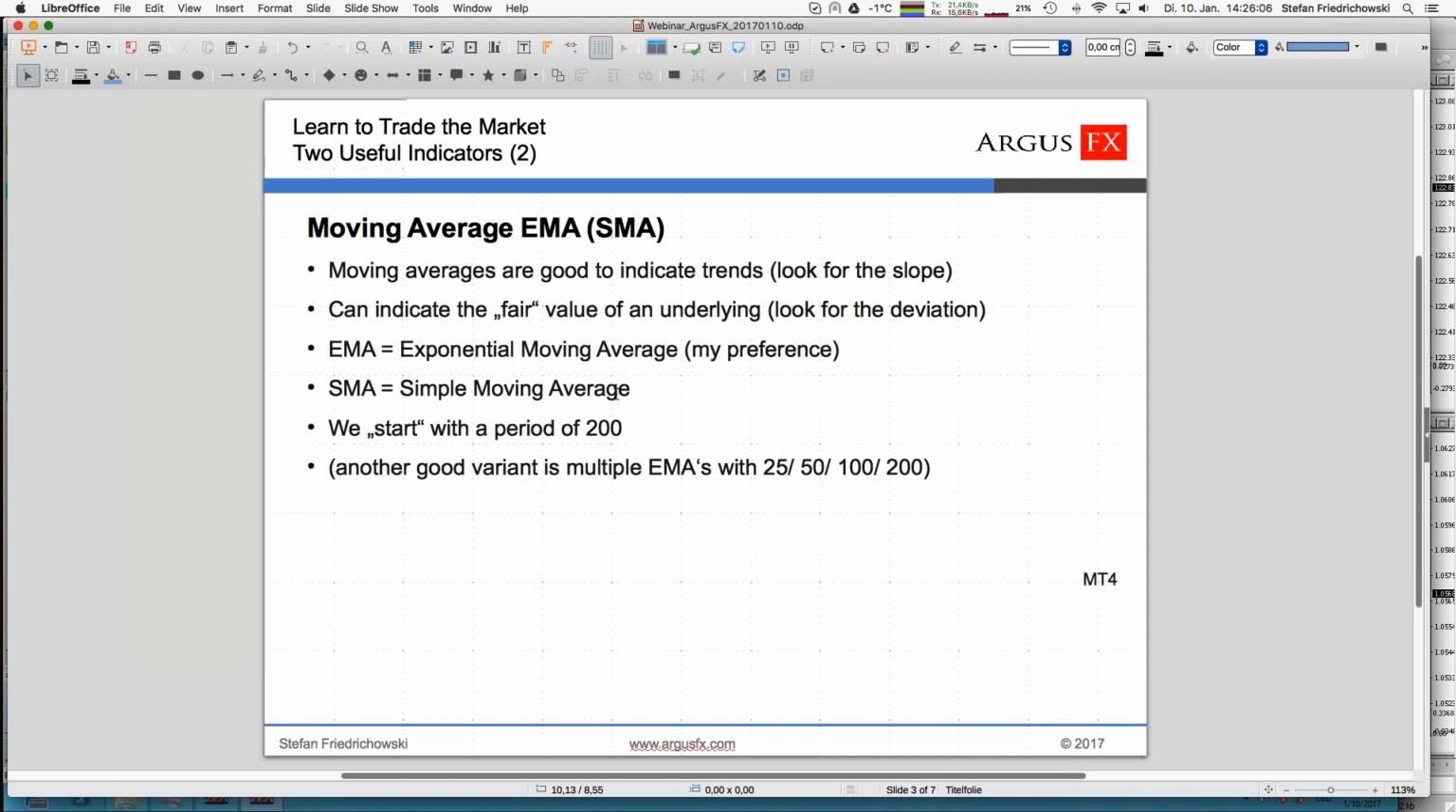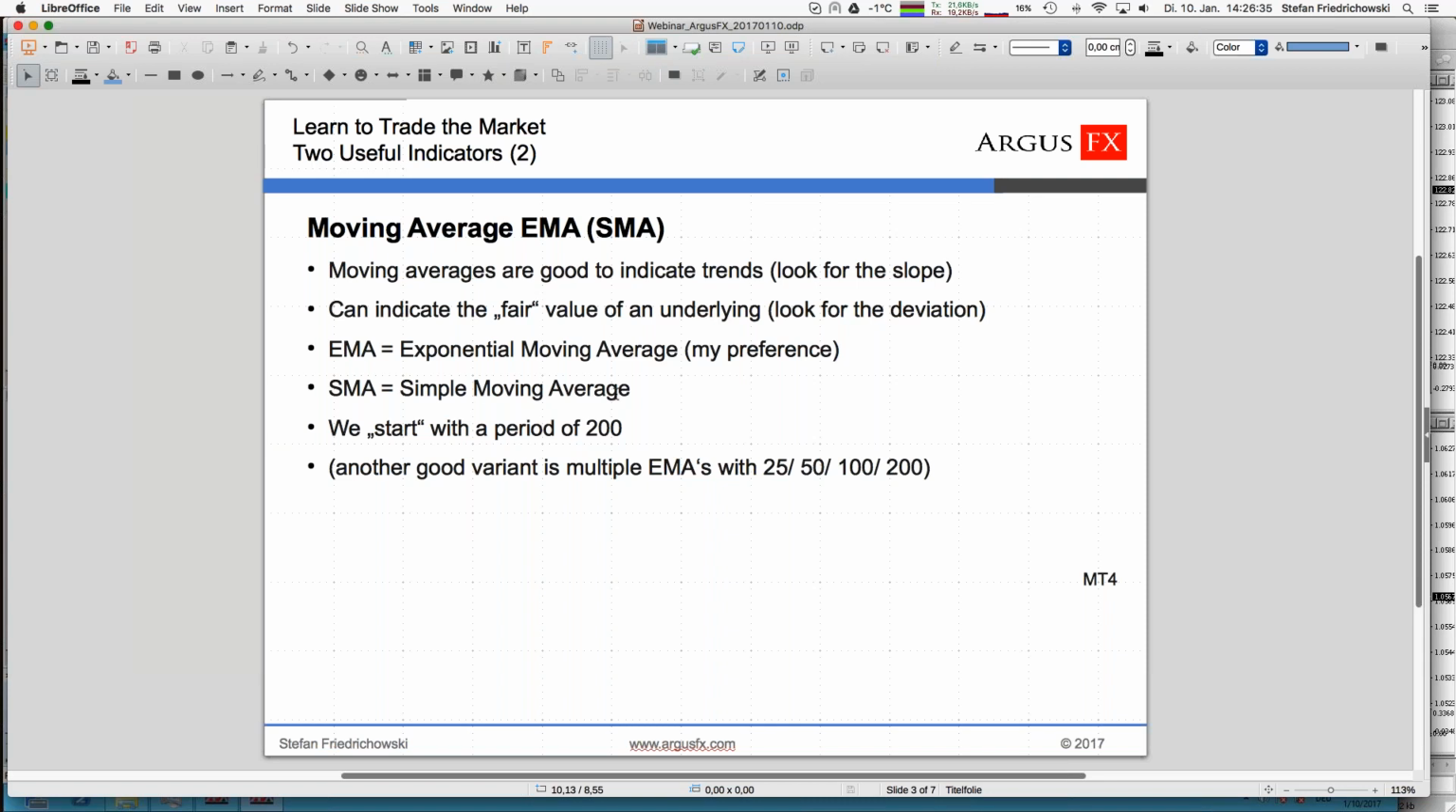So anyhow, how does a moving average help us? A moving average helps us to indicate trends, because it smoothes the price history. We have a better view on the overall behavior. And if I mentioned it indicates trends, it also measures the strength of a trend.